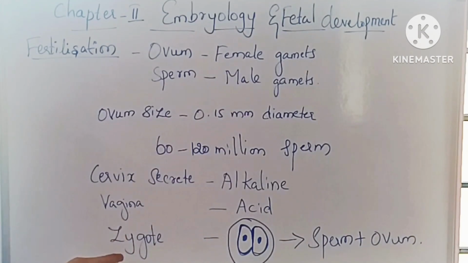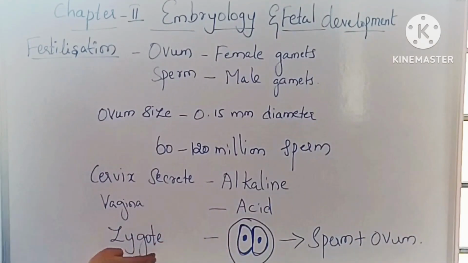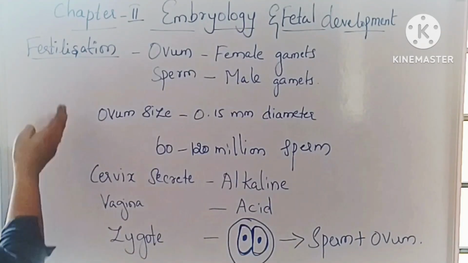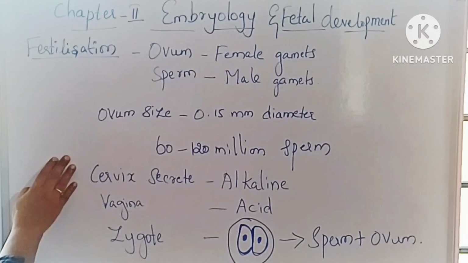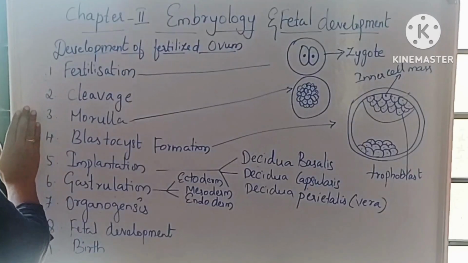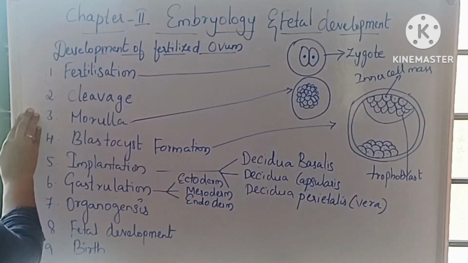The nuclei of the two cells fuse, and the formation of this cell is called a zygote. This fertilization occurs within 24 hours. This is about fertilization. Now we can see about development of the fertilized ovum.